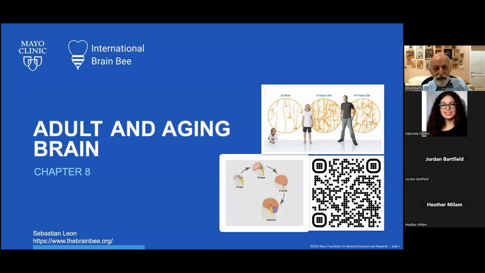This chapter is on the adult and aging brain. So we're past the infant stage and the adolescent stage, and we're on to the adult stage and aging of the adult stage.